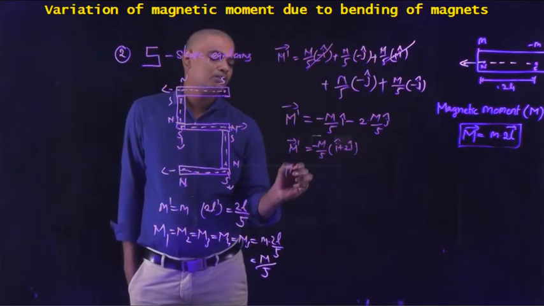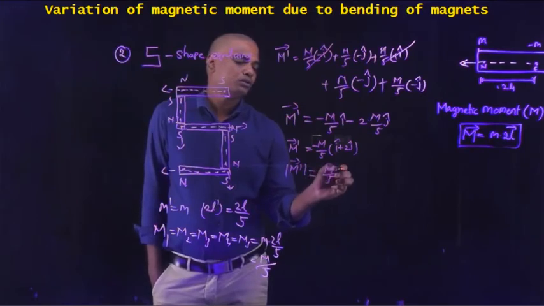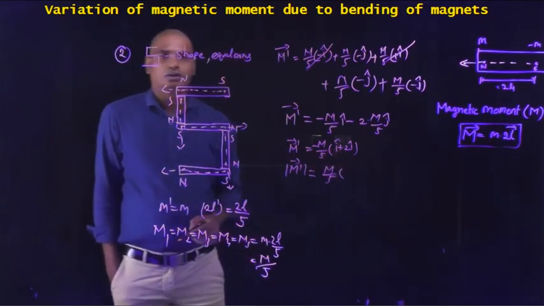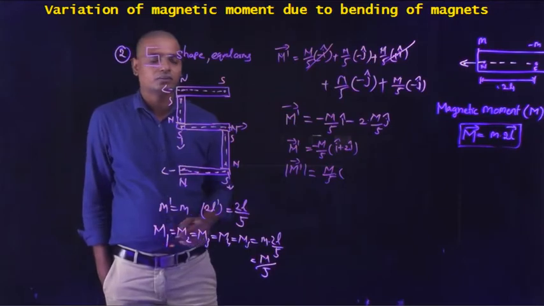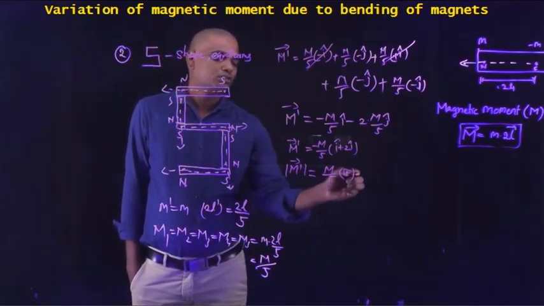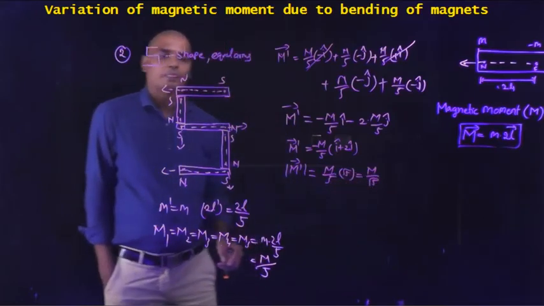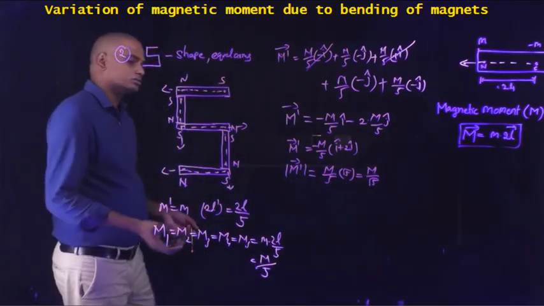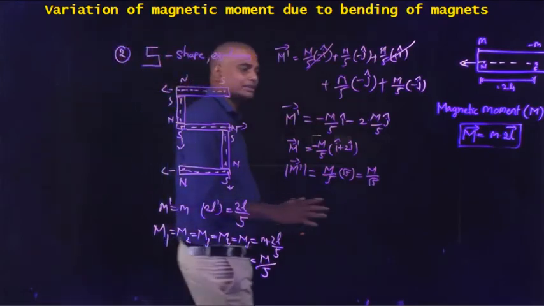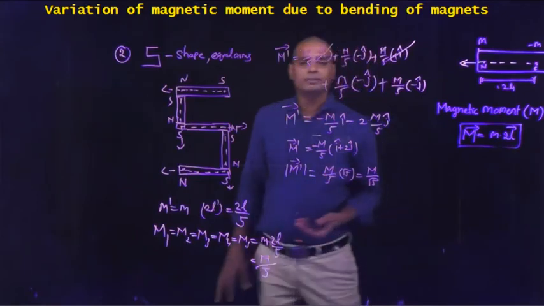can be written as mod m dash bar is equal to m by 5 into square root of 1 square plus 2 square, 4 plus 1 is 5, so that is root 5, which is equal to m by root 5. Okay, so the new magnetic dipole moment when it is bent in the shape of a letter S is given by m by root 5.